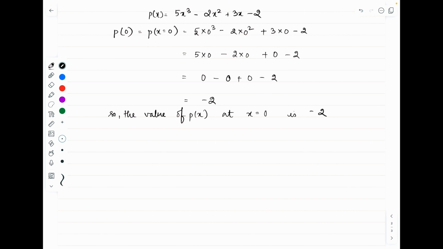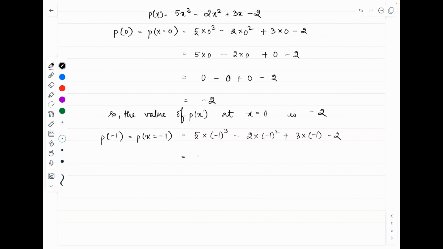Now similarly P of minus 1. If I want to take P of minus 1, what will be the value? P of minus 1 means x equals minus 1. So in the above equation, instead of x, you put minus 1. 5x cube means 5 into minus 1 cube, minus 2x square means 2 into minus 1 square, then plus 3x means 3 into minus 1, then minus 2. Understood?